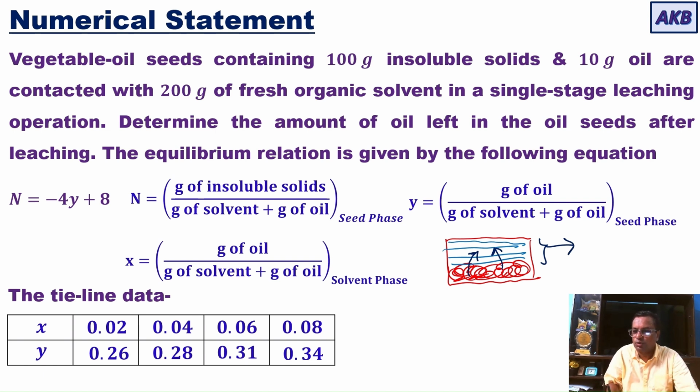So our aim is, out of 10 gram of oil that is present in the feed mixture, how much oil is left in the seed phase, in the vegetable seeds, because the remaining quantity of oil is going to get dissolved in the solvent and it will be removed. It is going to get dissolved in the solvent and some oil will be left in the vegetable seeds, and we have to find out that quantity. And you have the equilibrium relationship that is given to us. The tie line data is given to us. With this information, let us solve this numerical.